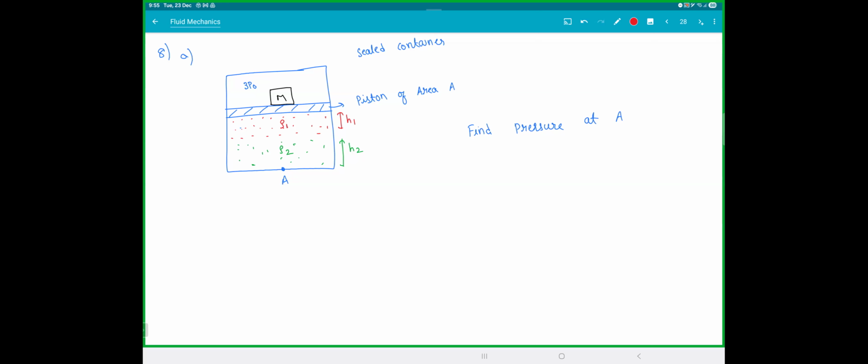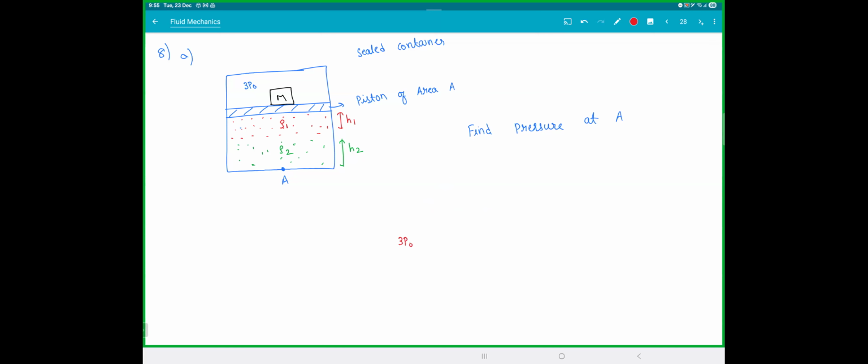Let's start from the top. If I just draw the FBD of the piston, what all will you draw? You'll draw P0 into area and you'll draw mg, right? That's it. What was the force on the piston? 3p0 plus mg. So what is the pressure here?